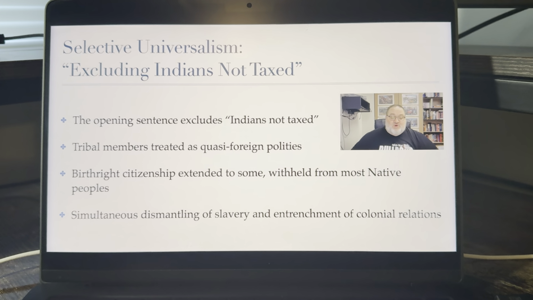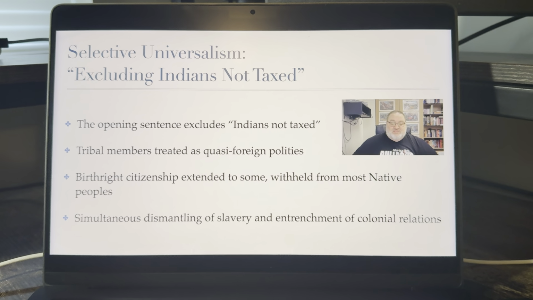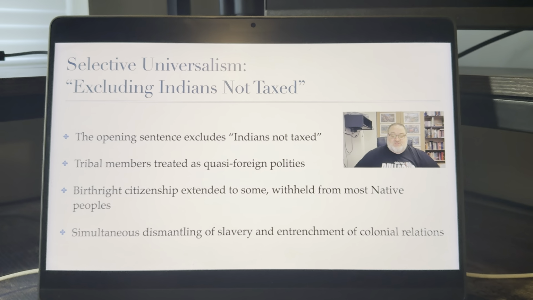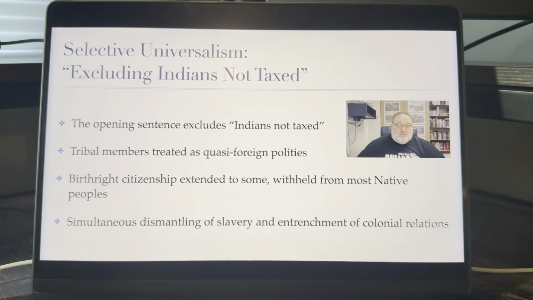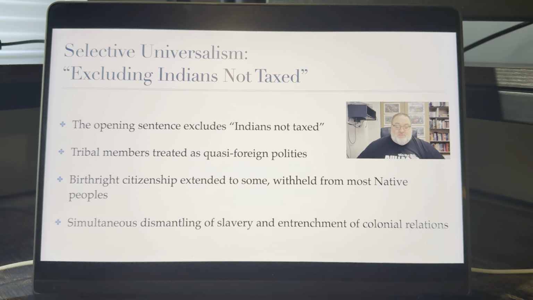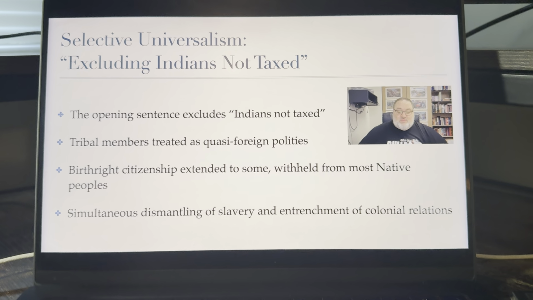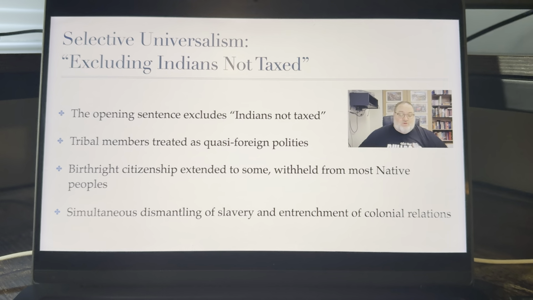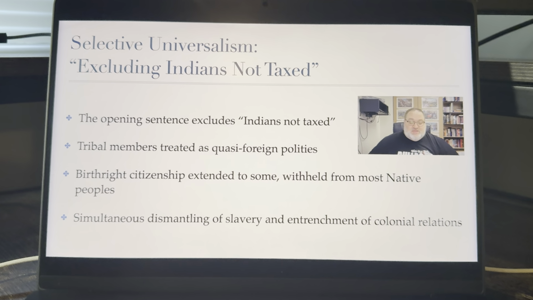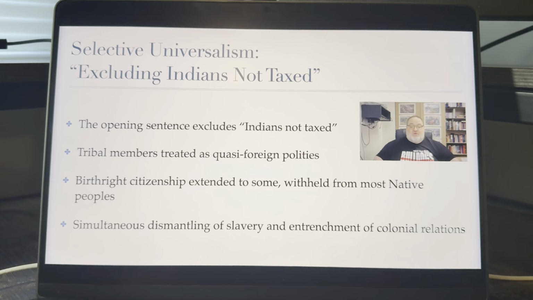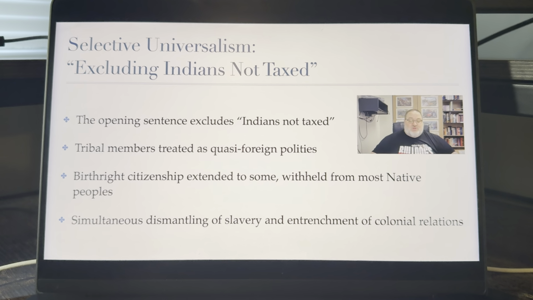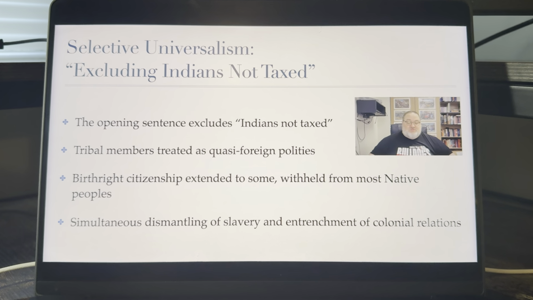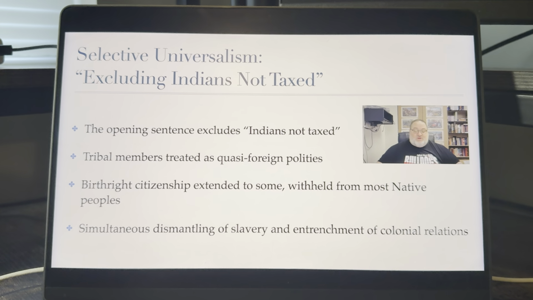What this means in practice is that the 1866 Act's new birthright citizenship regime does not automatically embrace most Native people at precisely the moment Congress proclaims that birth on U.S. soil establishes national citizenship regardless of race or color. It is explicitly carving out tribal Indians as an exception. So the act is doing something paradoxical.